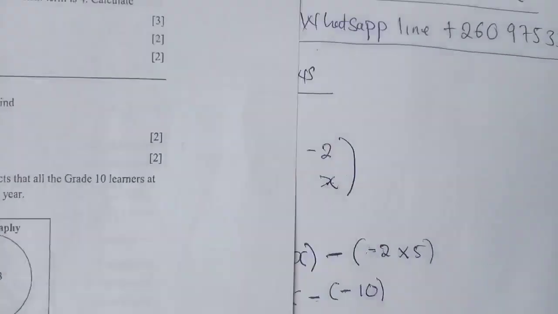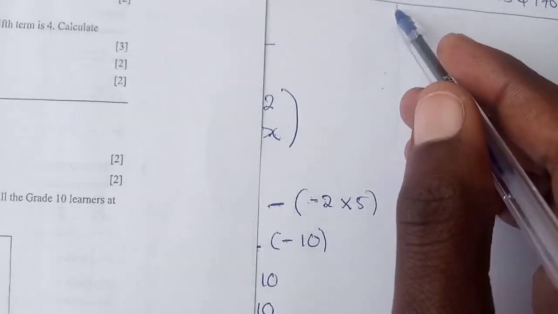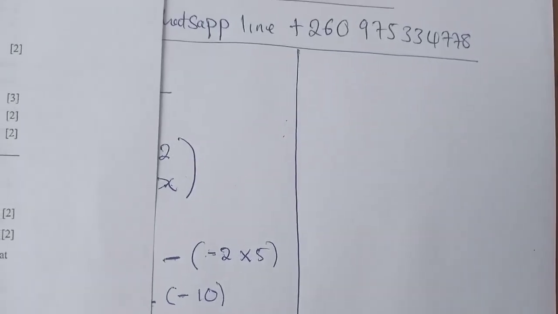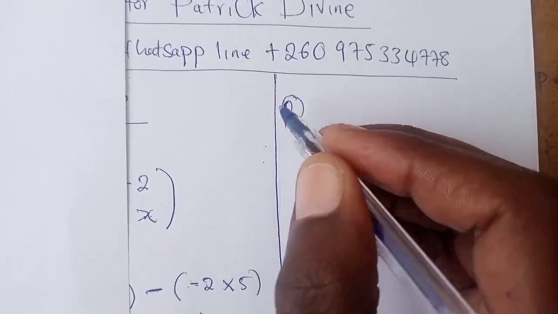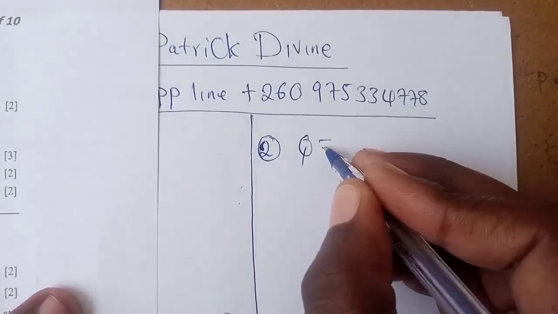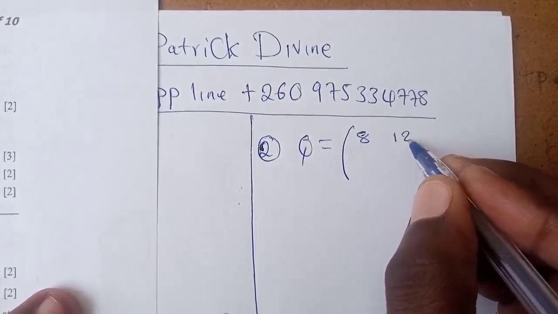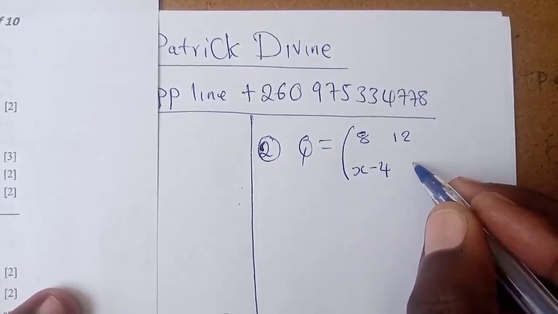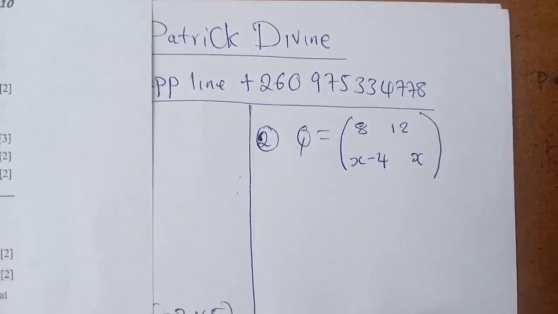So here we are going to solve them from here. Okay, so just say we'll make the demarcation here. Make the demarcation from here, then we'll solve it from here. So this is marked as question 2. They are saying that matrix Q is equal to 8, 12, x minus 4, and x, like that. As simple as that.